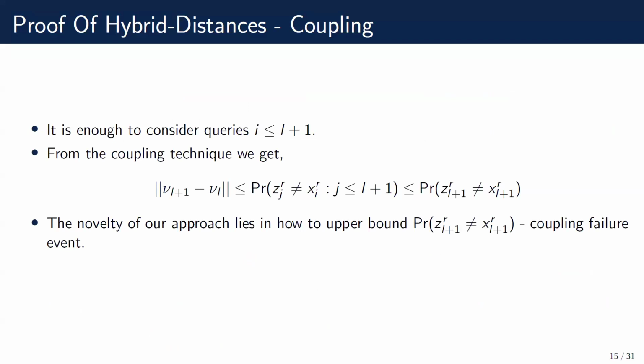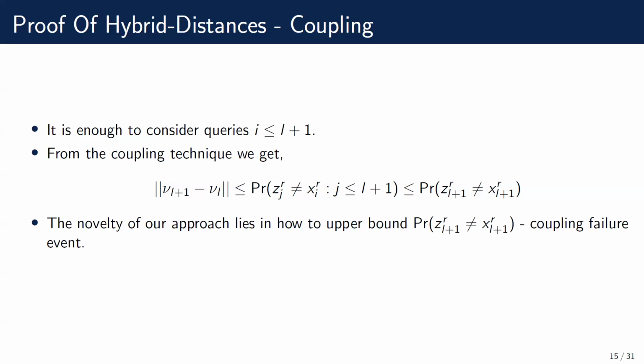So first of all, it's easy to see that from the definition of the hybrids, we just have to consider the first L+1 queries. And we did that so that we can use the coupling lemma. What does that coupling lemma say? It says that the statistical distance of the (L+1)-th hybrid and the L-th hybrid is upper bounded by the probability that at the end of the two instances, we have distinct outputs, which means that at some round, we fail to couple the two permutations. So the novelty of our approach lies in how to upper bound this probability that the Zs, which are the new instance of the construction, are distinct from the Xs. And we call that a coupling failure event.